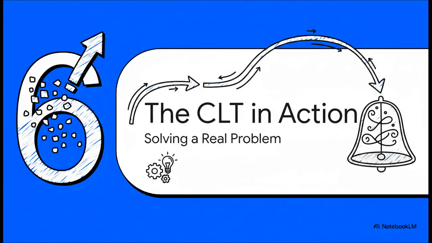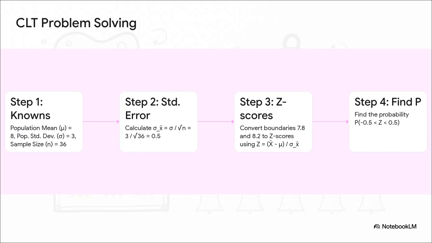Okay, that's a whole lot of theory, I know. But the beauty of the CLT is not just that it's an elegant idea, it's an incredibly practical tool. So let's stop talking about what's possible in theory and actually use it. We're going to walk through a concrete example to see how the central limit theorem lets us answer a real question and calculate an actual probability. So here's our problem. Imagine a population where the true mean, mu, is 8 and the standard deviation, sigma, is 3. We take a random sample of 36. The question is, what's the probability that the mean of our sample will fall somewhere between 7.8 and 8.2?